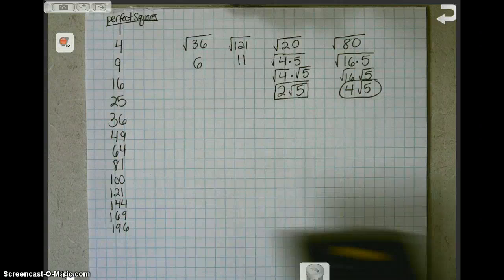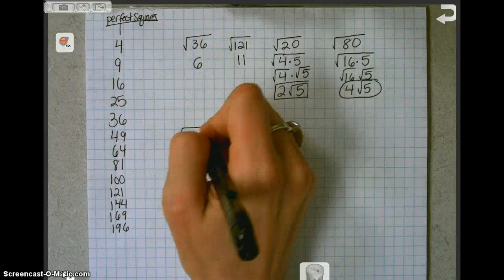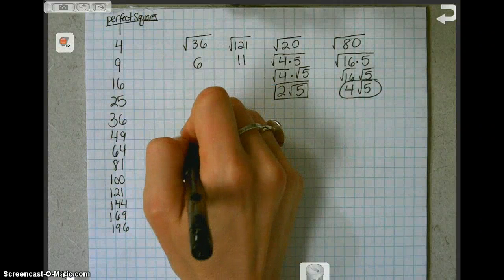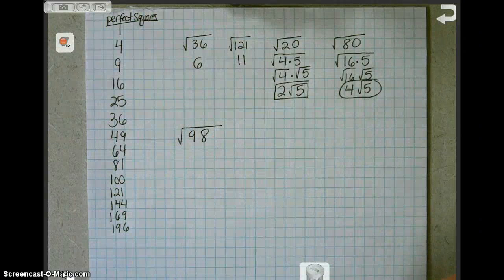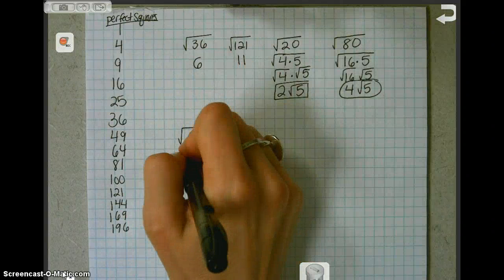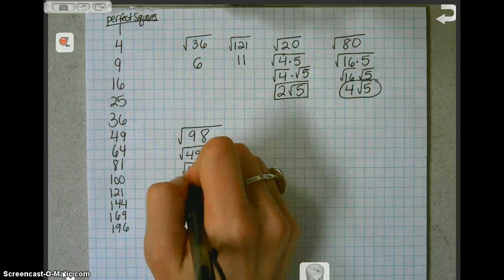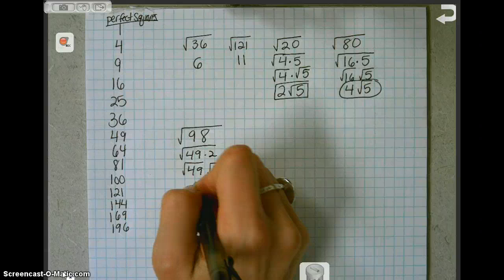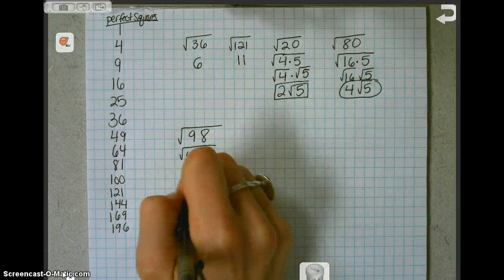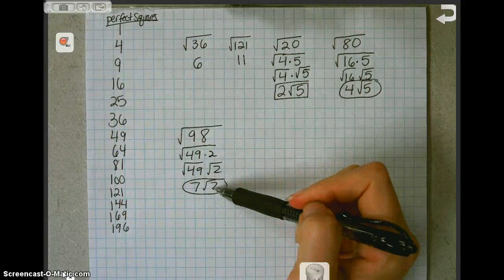Okay, let's move ahead a minute. Pretend that you have the square root of 98. What perfect square goes into that? This is the one that people struggle with. It's 49. So put that 49 times 2, and you can break it up into the square root of 49 times the square root of 2. That'd be 7 square root of 2. Again, you could check that on your calculator to verify that the square root of 98 is equivalent to 7 times the square root of 2.